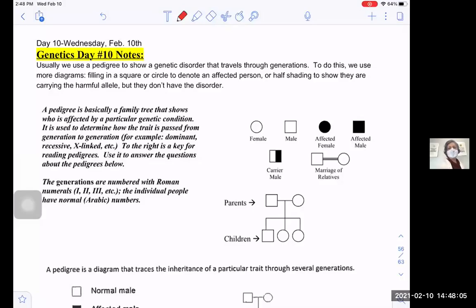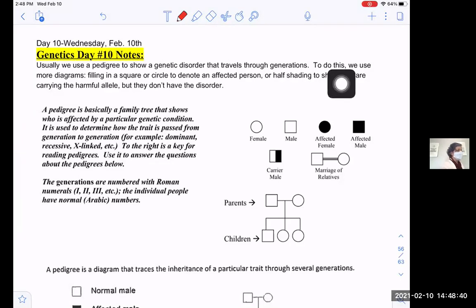Friday about pedigrees, and pedigrees aren't just for looking at a family and saying, oh, that person is older than that person and that's that person's grandma. What we really use pedigrees for is to show genetic disorders that travel through generations. So people like genetics counselors use pedigrees to tell people their chances of passing on a genetic disorder, or of being a carrier for a genetic disorder.